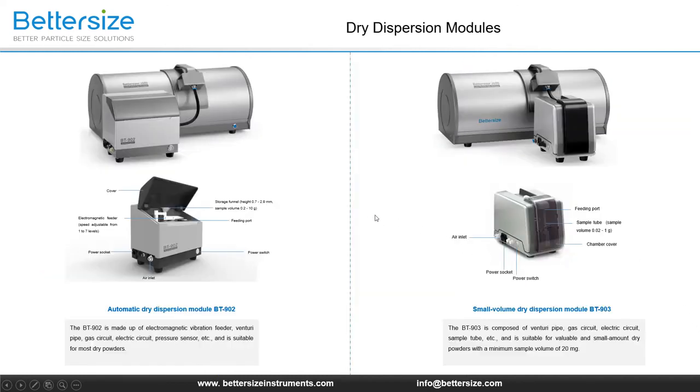Dry dispersion modules of the Bettersizer 2600 include BT902 and BT903. BT902 automatic dry dispersion module is suitable for nearly all particle size measurements of dry powders. The gas used can be compressed air, nitrogen, or other noble gases. BT903 small volume dry dispersion module is designed for particle size measurements of valuable and small amount dry powders with a minimum sample volume of 20 mg.